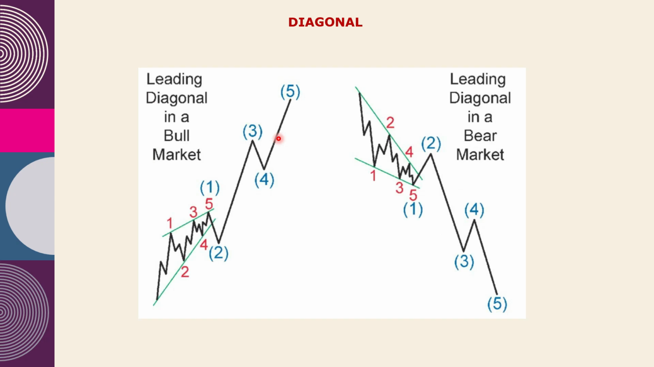Next one is leading diagonal. In a leading diagonal, wave 1, 3 and 5 are all impulse waves or all corrective waves in the form of zigzag. Wave 2 and 4 are always zigzag patterns. A leading diagonal can form wave 1 of an impulse wave. This is the impulse wave. This is wave 1. A leading diagonal can form wave 1 of an impulse wave and the first wave of a zigzag, which we call wave A.